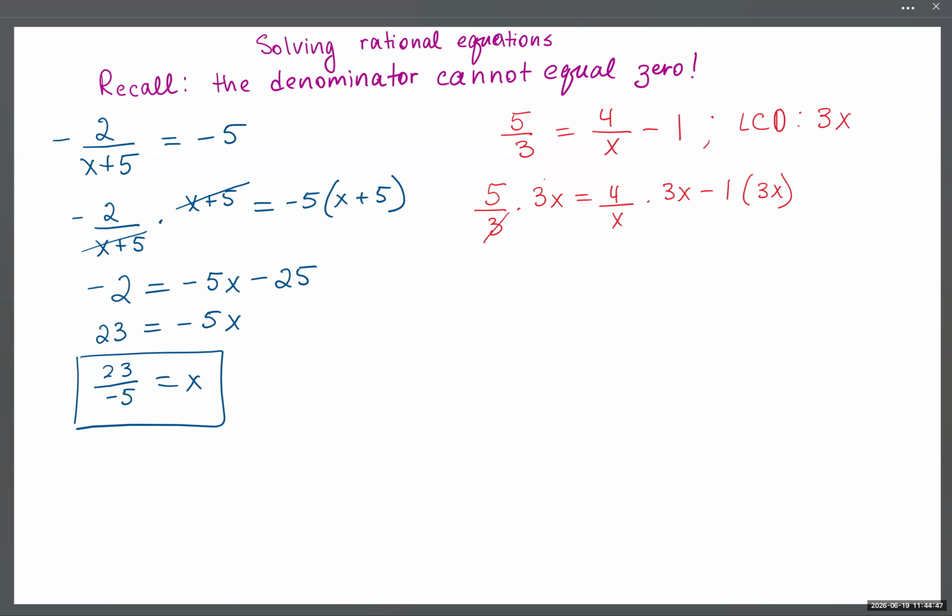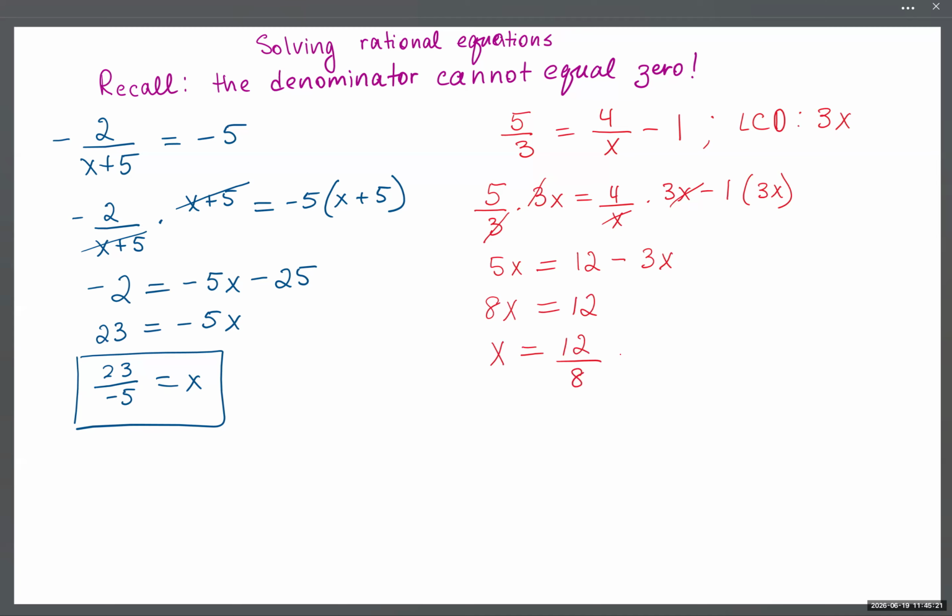So 3 on the bottom and 3 on the top, those cancel. 4 on the bottom and 4 on the top, those also cancel. So on the left, that's 5 times x, which is 5x. On the right, it's 4 times 3, so 12, minus 1 times 3x, so minus 3x. X's are split on both sides of the equal sign, so we need to put them together. We'll go ahead and add 3x to both sides. 5x plus 3x is 8x equals 12.